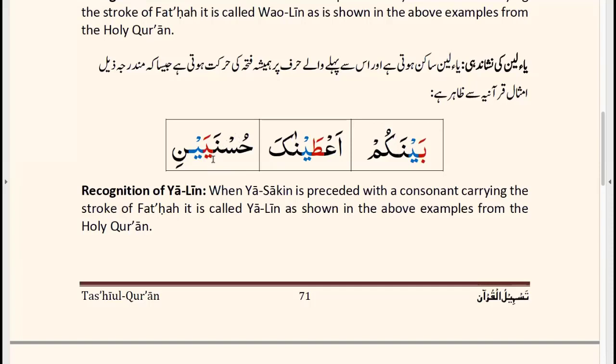Okay, very nice try. Do you know how to read this bit, the red and the blue bit? Do you want to try for me? Yes, you have to join this ya with this ya, which carries a sakin sign, and then prolong it for 2 seconds. So yay. Yay. Well done. Now try to read the whole bit.